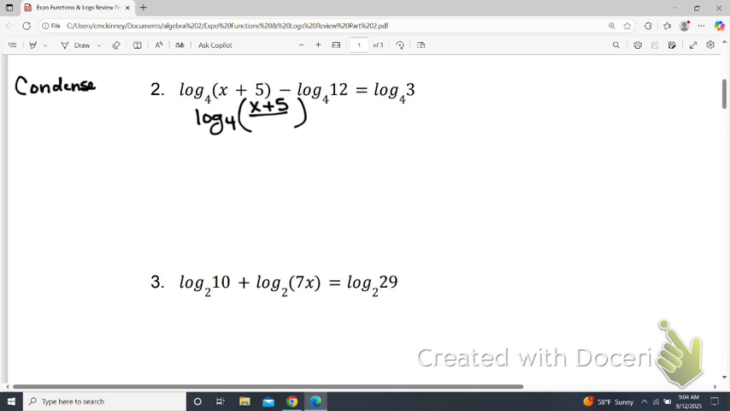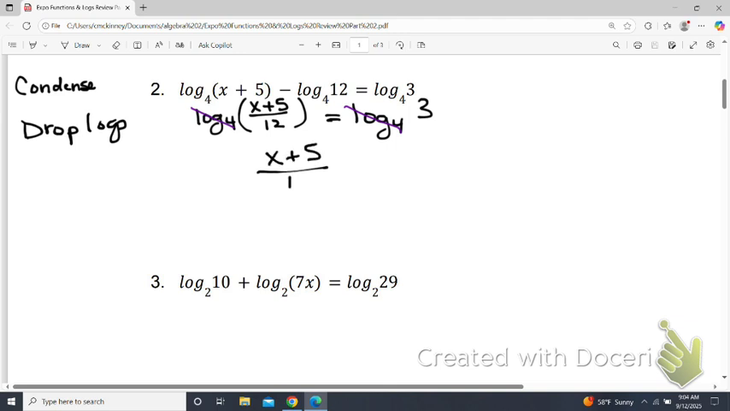So this is x plus 5, 12 on the bottom. So now I've condensed. Now I can drop the logs because there's just one on each side. So then this is our equation. X plus 5 over 12 is equal to 3. And we want to solve that equation.